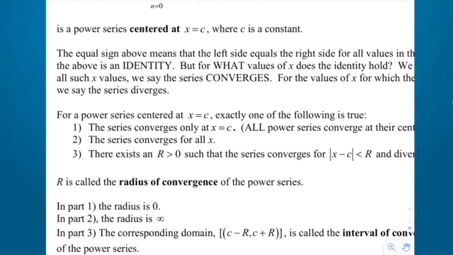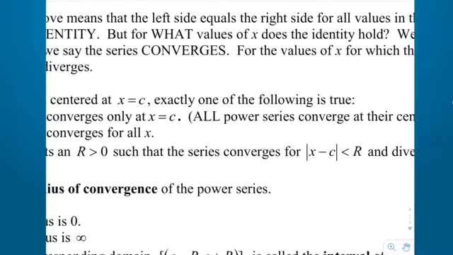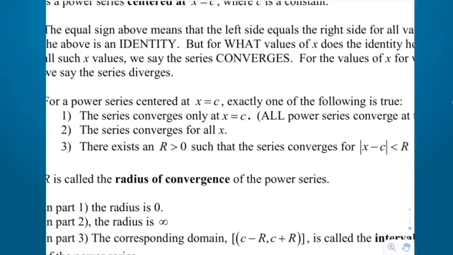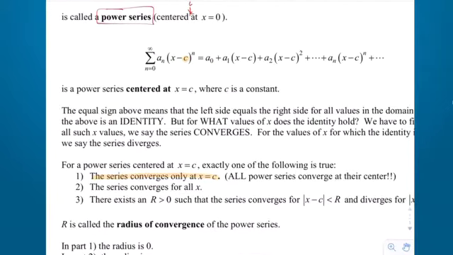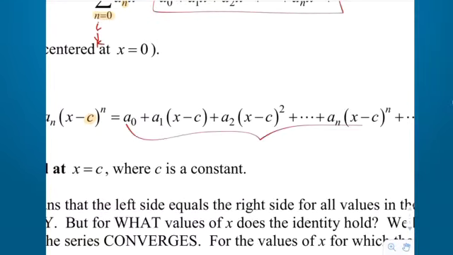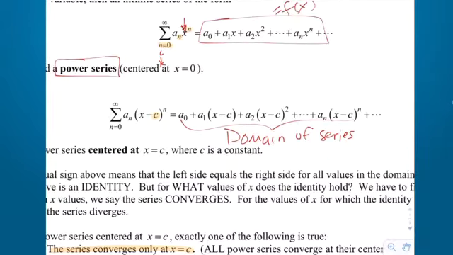So here we go. If we have a power series centered at c, exactly one of the following is true. Either the series, we say, converges at the center only, and let's talk about what that means first of all. When we talk about a power series converging or diverging, we're going to be interested in finding essentially the domain of the series, okay? And what that means then is, for what values of x does the series on the right-hand side give us the values for the function on the left?